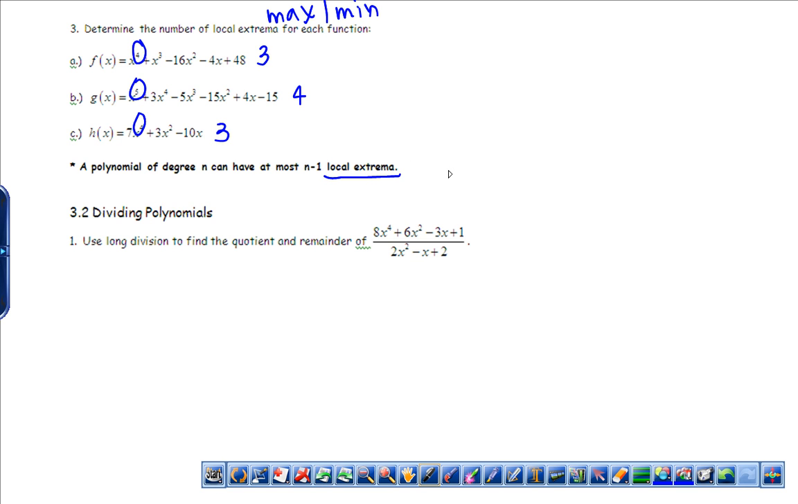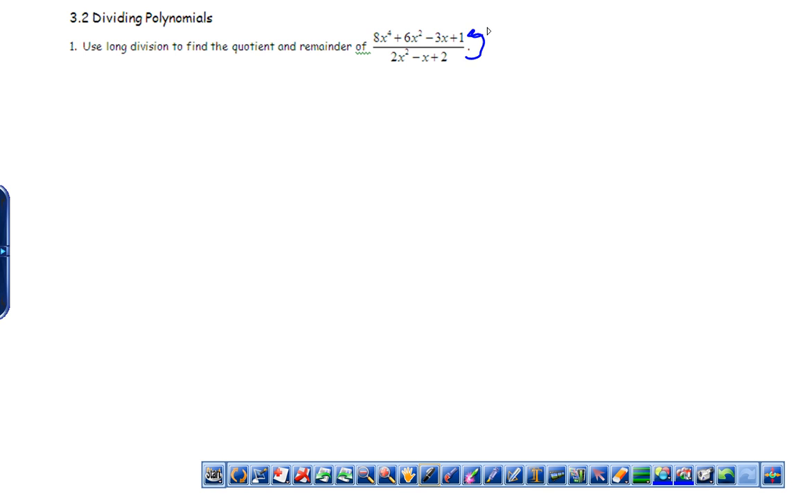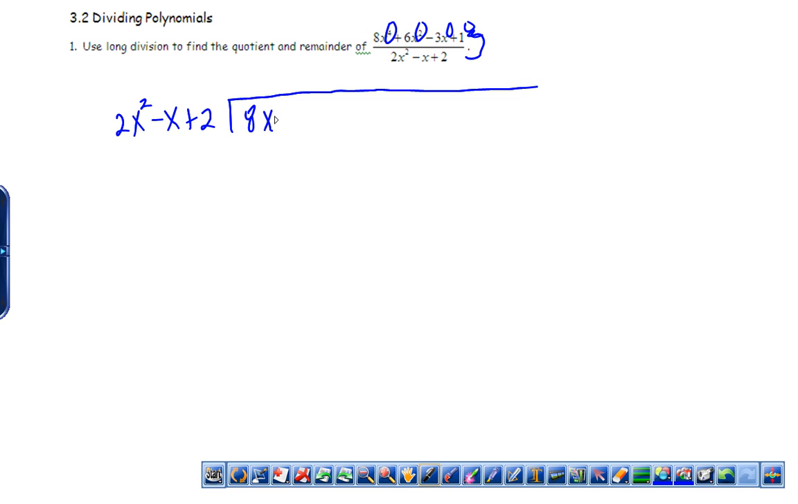Okay, 3.2, dividing polynomials. We're going to divide the bottom into the top. So the first thing I'm going to do is write 2x squared minus x plus 2. And then I'm going to put this top number inside, making sure that all your exponents are decreasing by 1. And if they aren't, then you need to fill in, like here I don't have an x cubed, so I'm going to fill in a 0x cubed. You can fill in a 6x squared minus 3x to the first is fine, and then plus 1. You don't have to put the 1 though.